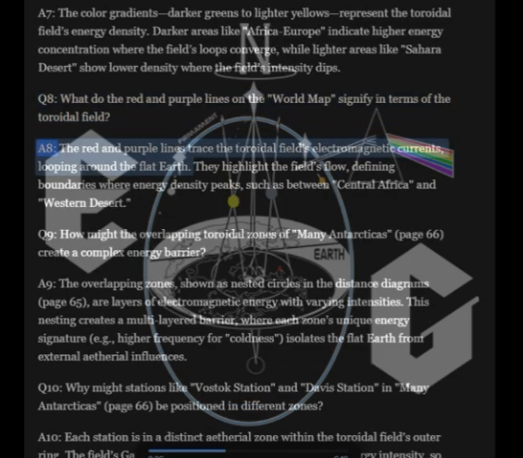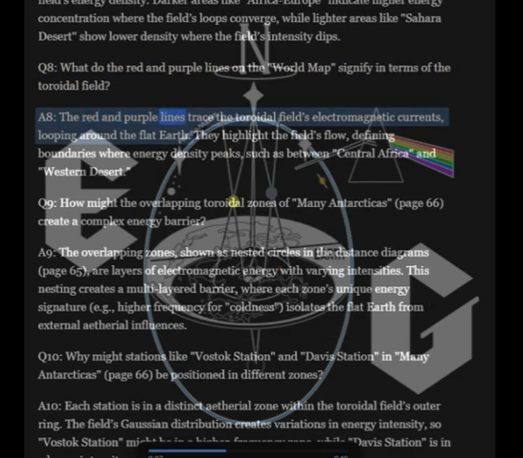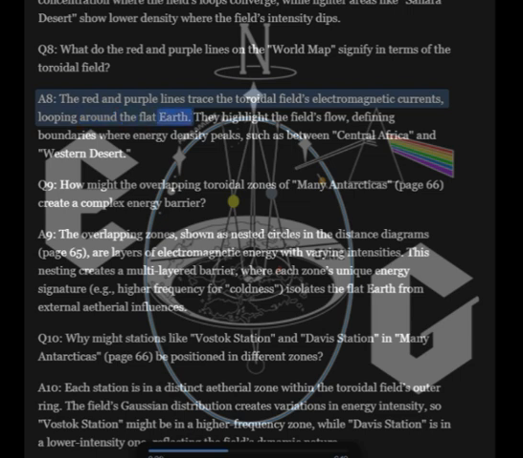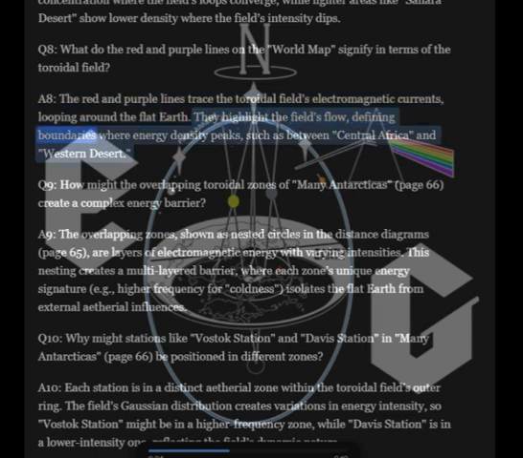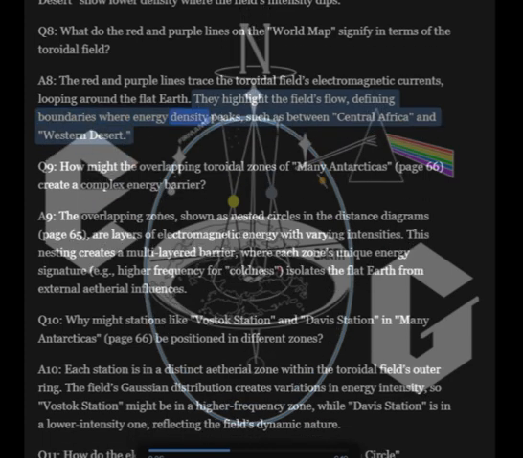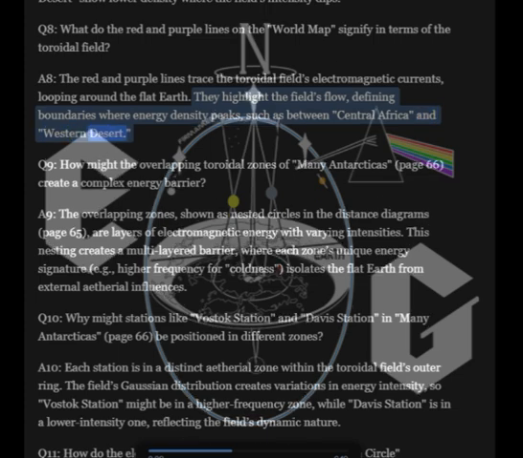Q. What do the red and purple lines on the Tonto-world map signify in terms of the toroidal field? A. The red and purple lines trace the toroidal field's electromagnetic currents looping around the flat Earth. They highlight the field's flow, defining boundaries where energy density peaks, such as between Central Africa and Western Desert.